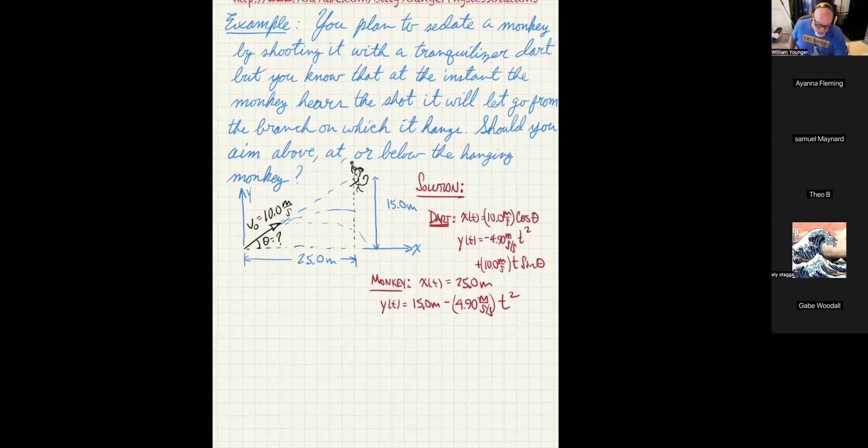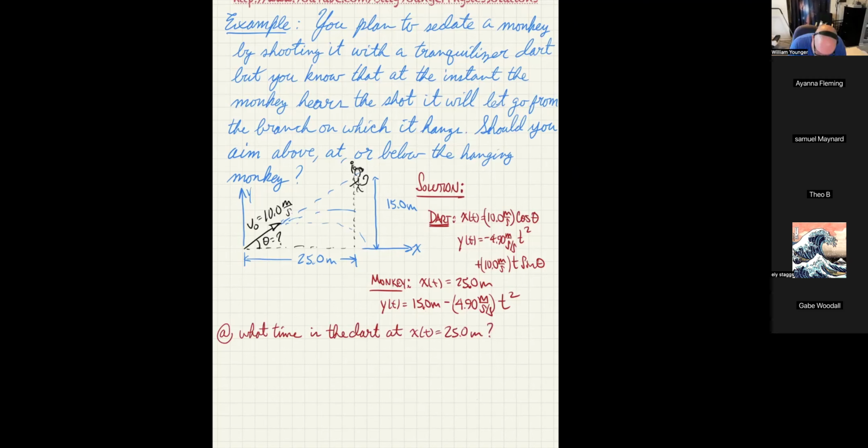In order for the projectile to hit the monkey, when the monkey's x position is 25 meters, or excuse me, when the tranquilizer dart has an x coordinate equal to 25.0 meters, it should have the same y coordinate that the monkey does, and then it will be hit. So all we have to do is make that happen. So I'm going to say, at what time is the dart at x of t equals 25.0 meters.